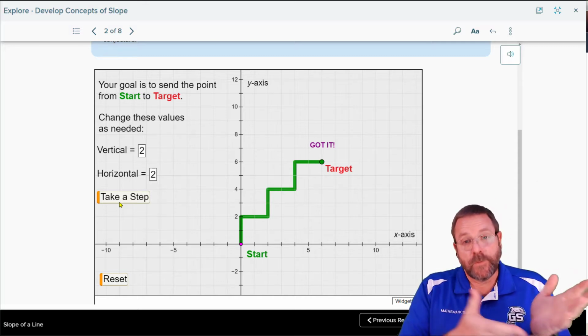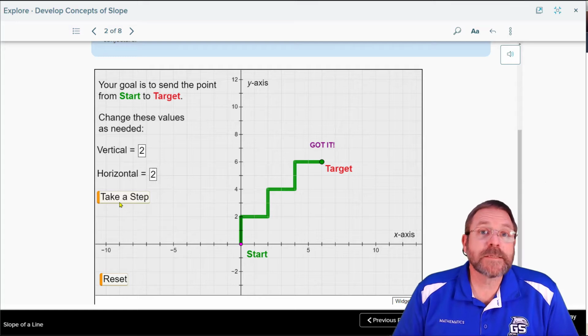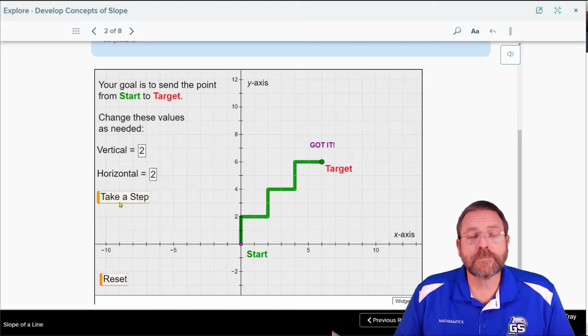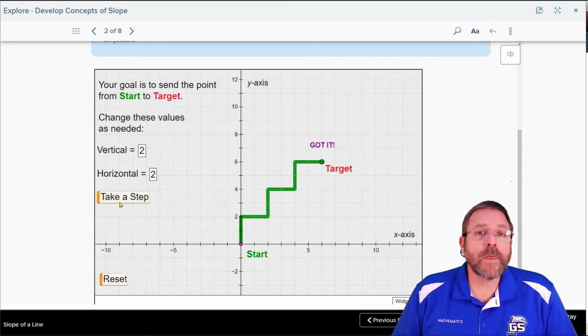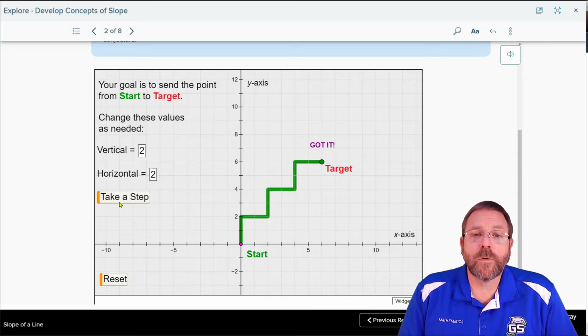The point being, for this particular graph, your rise and your run have to be the same, but whether you do 1 and 1 or 2 and 2, what's 2 divided by 2 equal? It equals 1. What's 1 divided by 1 equal? It equals 1. So your slope for that problem would be 1. Don't stress it. We're going to talk more about this.